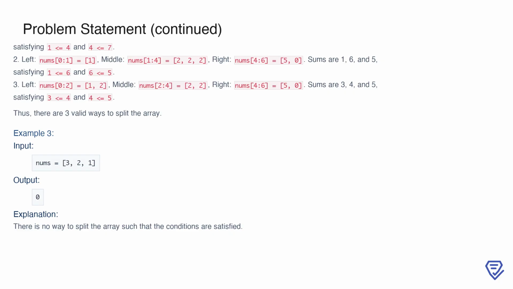Finally, in the third split, the left subarray is [1, 2], the middle subarray is [2, 2], and the right subarray is [5, 0]. The sums are 3, 4, and 5, which meet the conditions 3 ≤ 4 and 4 ≤ 5. This gives a total of 3 valid ways to split the array. However, in cases like [3, 2, 1], no valid splits exist because the conditions cannot be satisfied.